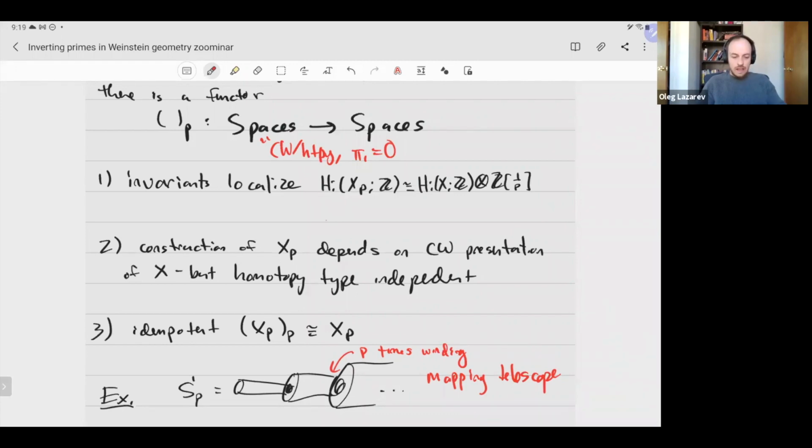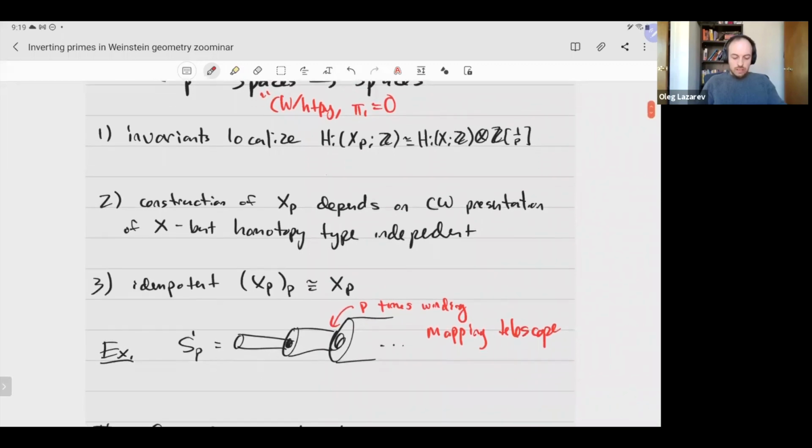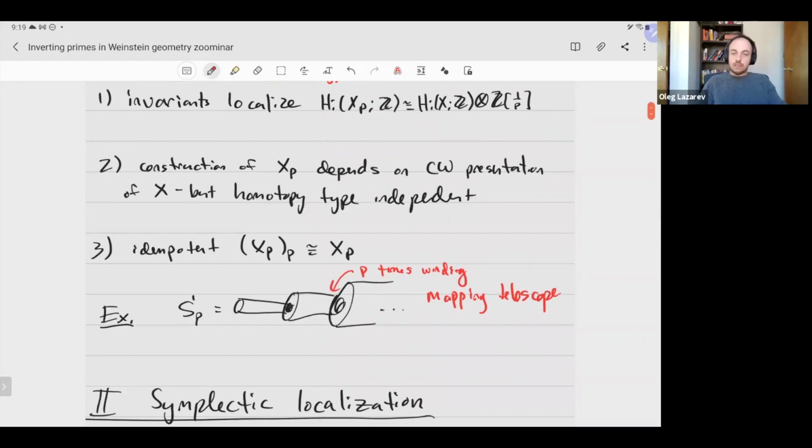Okay, so that's the classical story. Now we want to do this in symplectic topology. We want to develop a theory of symplectic localization. Ideally, we would have a theory that satisfies some versions of these three properties: that it localizes invariants, that the construction is explicit in that it depends on some kind of presentation but is actually independent of the presentation, and that it's idempotent.